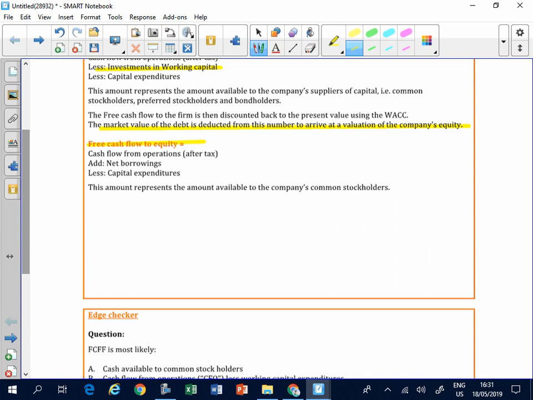Okay. The difference between free cash for the firm and free cash for the equity is basically your debt repayments, as well as your interest, because the interest is paid to your debt providers, and also obviously any of the principal payments that you're going to make to those guys. So that's where the net borrowings come into place.